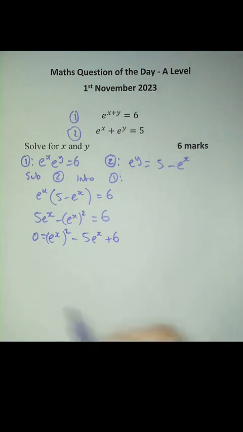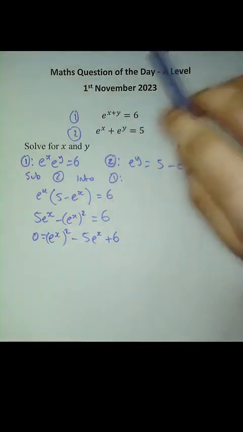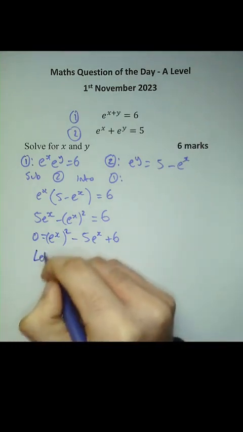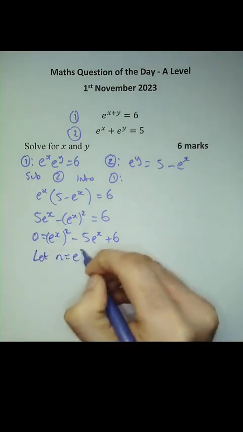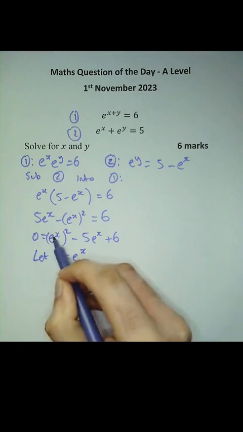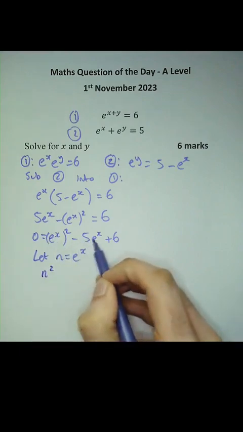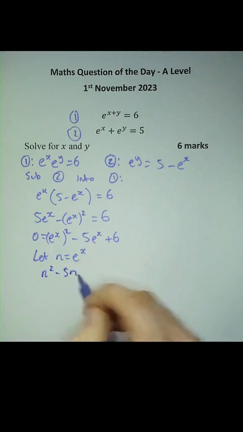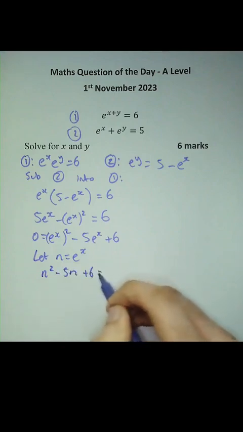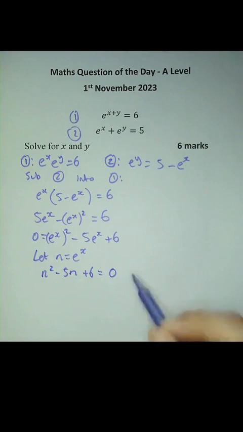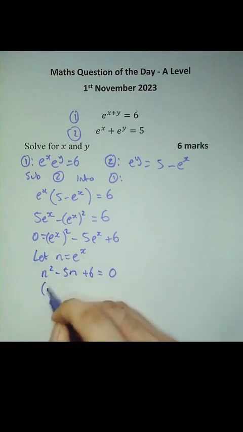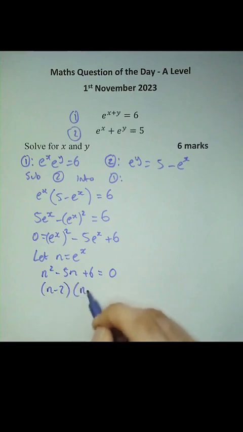To help you spot that, I'm not going to use y because that's somewhere else. I'm going to use n. So let n equal e to the x. Then I've got n squared minus 5n plus 6 equals 0, remember? And I've got a quadratic here. This is a hidden quadratic that I can solve. I can actually factorize, so I can say n minus 2 and n minus 3 equals 0. So n equals 2 or n equals 3.